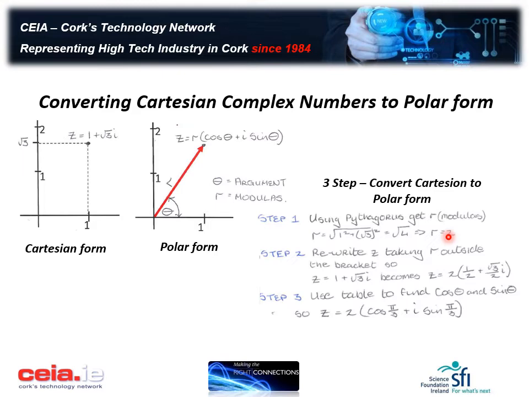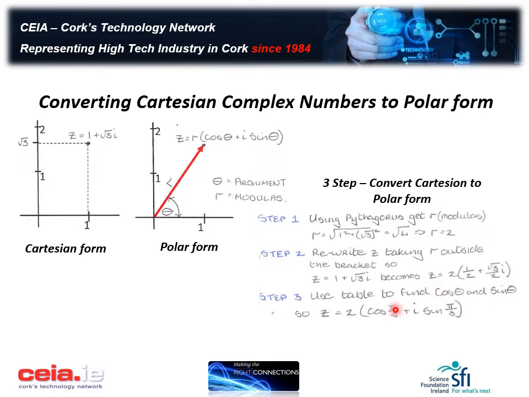Step 1 done. Step 2 then is to rewrite the complex number in this form, taking the modulus outside of the bracket. So we start with z is equal to 1 plus root 3i, and then we take the modulus outside the bracket, so we end up with z is equal to 2 by a half plus root 3 over 2 i, close brackets. Okay.